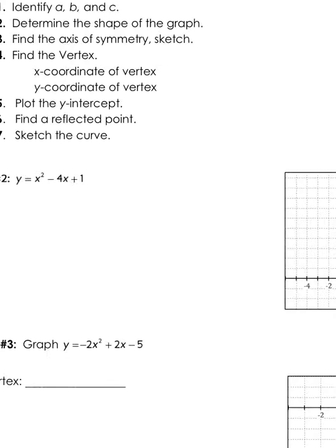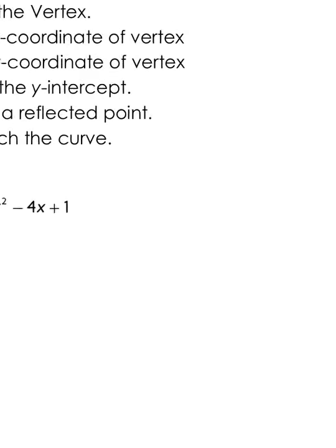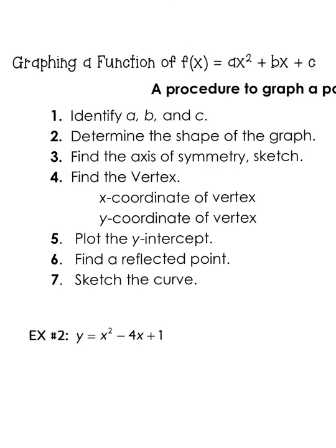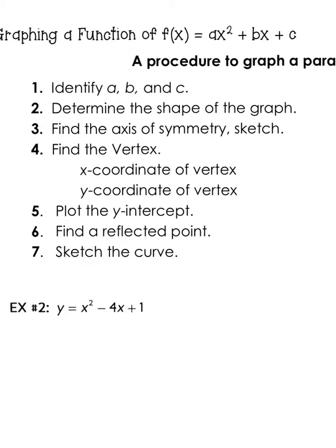All right, so here I've given you the procedures, make it a smidgy bit smaller, for graphing. So we have already kind of talked about what we're going to do. You have to identify A, B, and C from the equation you're given. Determine the shape. That means, does it open up or down? Find the axis of symmetry and sketch. Well, in order to do that, you have to find the vertex first. Once you find the vertex, you plot that. Plot in your axis of symmetry. It gives you a visual line of where you're going to reflect your points.